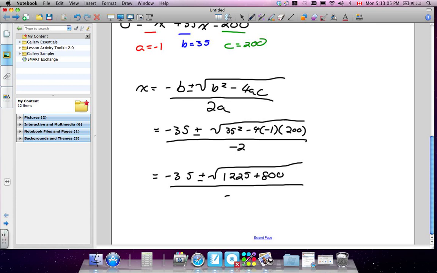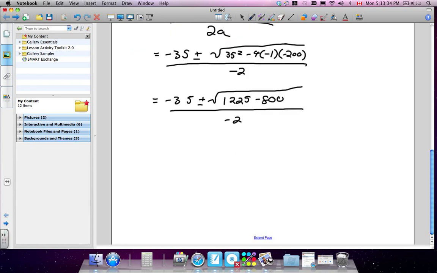Isn't it -200 because there's two negatives? Oh, you're right. I didn't write that up here, so I read it wrong. So that's -200, this becomes a negative, which then makes that a negative, so it's minus 800. Does that make sense? Good, you noticed that. I only wrote it as positive 200. Okay, so then we have negative 35 plus or minus the root of 425.